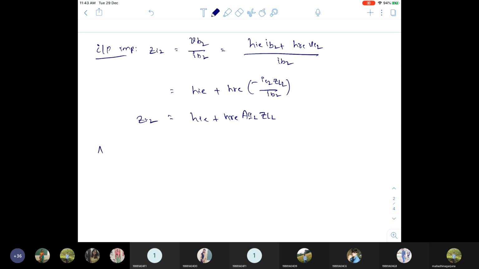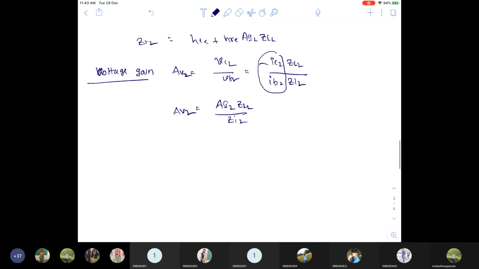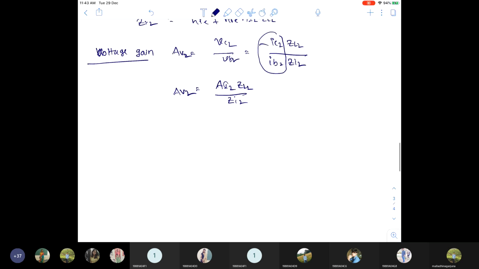Next, voltage gain. AV2 is equal to VC2 by VB2, where VC2 is minus IC2 into ZL2, and VB2 is nothing but IB2 into Zi2. So in the place of this, you can write AI2 ZL2 by Zi2. This is the voltage gain of the second stage. Next, output admittance.